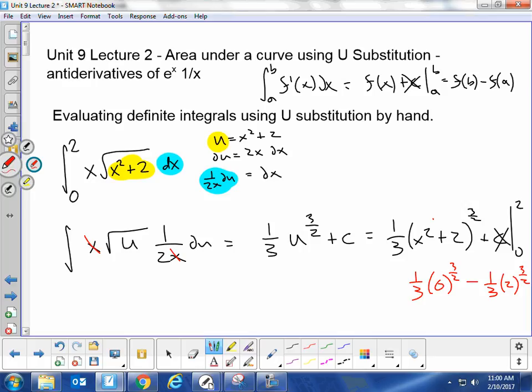However, there's an alternate way to do this. And it deals with the fact that I did not write 0 and 2 down here. Let me use green. I did not put 0 and 2 here. And I did not put 0 and 2 here. Why? Because this would be incorrect.